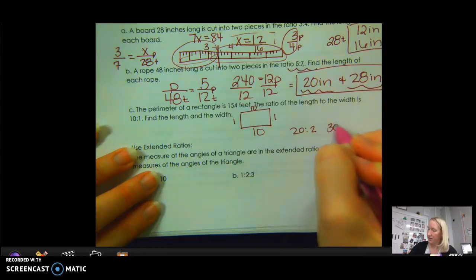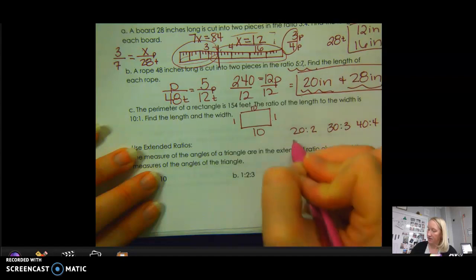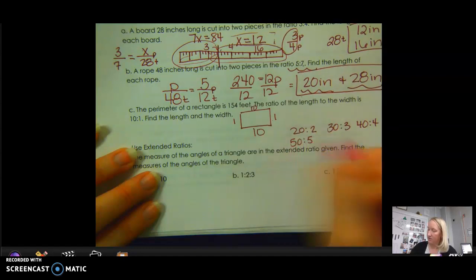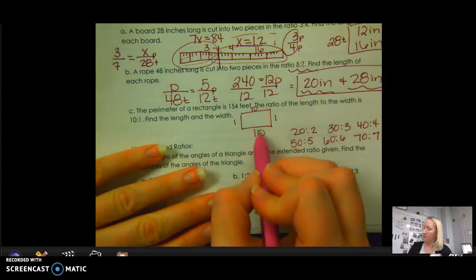If I have 30, I have 3. If I have 40, I have 4. If I have 50, I have 5. If I have 60, I have 6. 70 is 7. Okay? Now, let's look at this. We want a perimeter of 154, though. Remember, we have to double this.